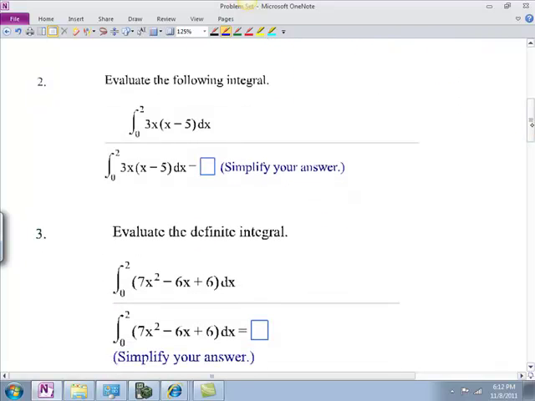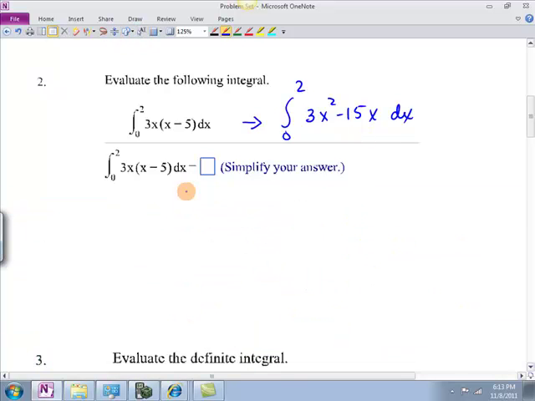All right, let's try this one. Before you start this one, I would go ahead and do the multiplication so that you get 3x squared minus 15x before you take the integral. It'll just make it easier for you because we don't have a product rule or anything like that. So what will the integral be for this one?